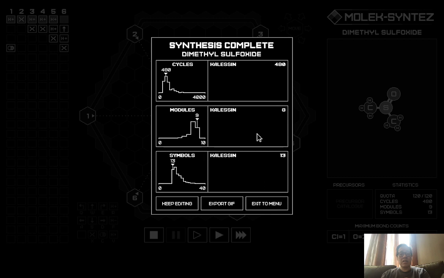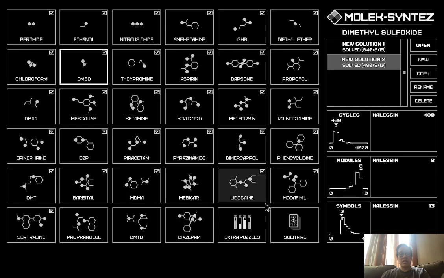Okay. So I have 9 modules, which is one more than I did in a previous solution. I have 13 symbols, which is the same. And it looks like the best. Although some people managed to do it in 240 cycles, and they did it with a lot fewer modules, so something to keep in mind.